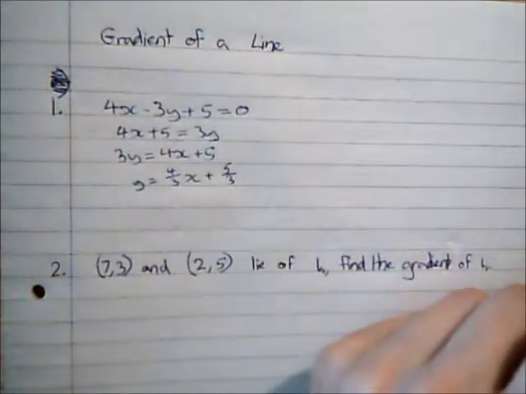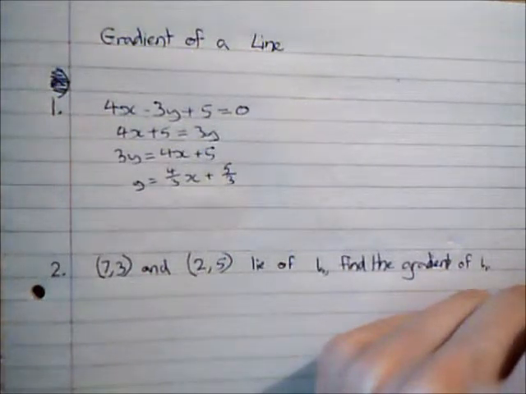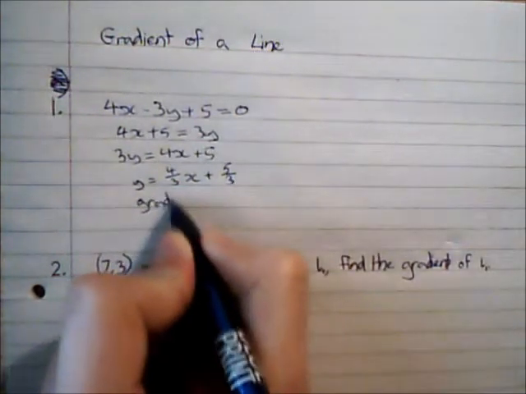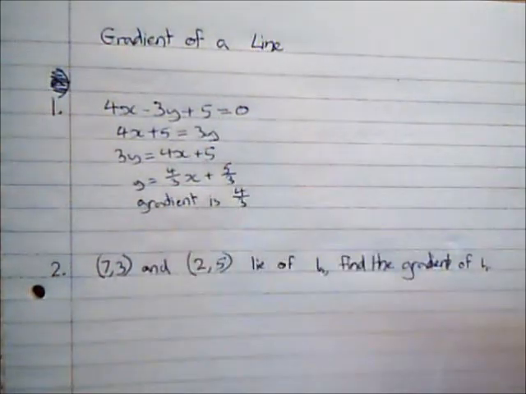And now this is in the form y = mx + c, so I've got the value of m being 4 over 3 and the value of c being 5 over 3, and when it's in this form m is the gradient. So the gradient is therefore 4 over 3.